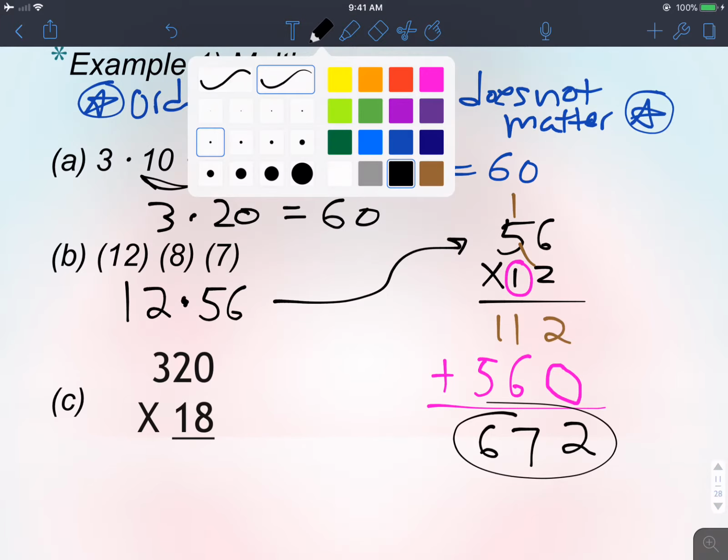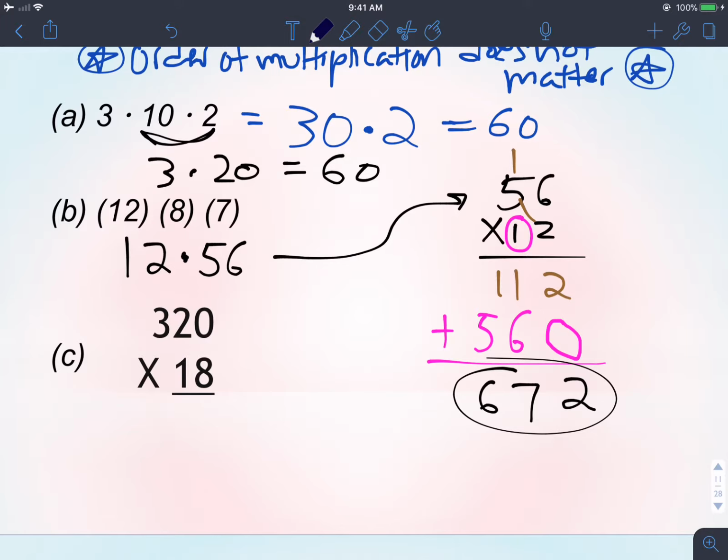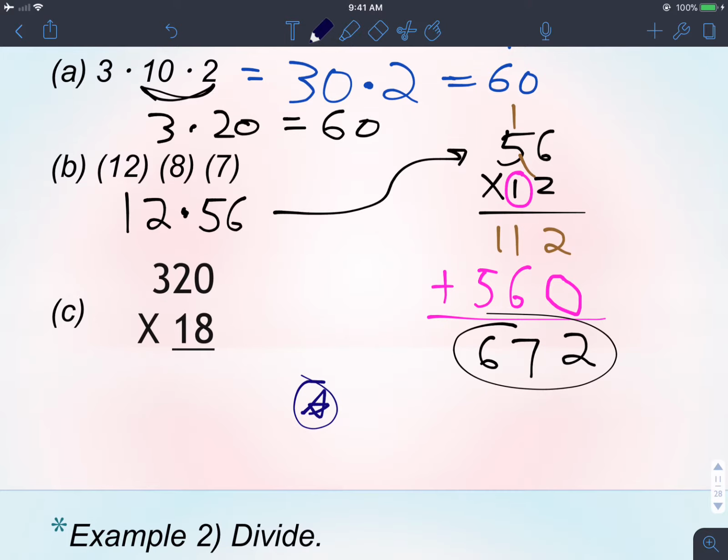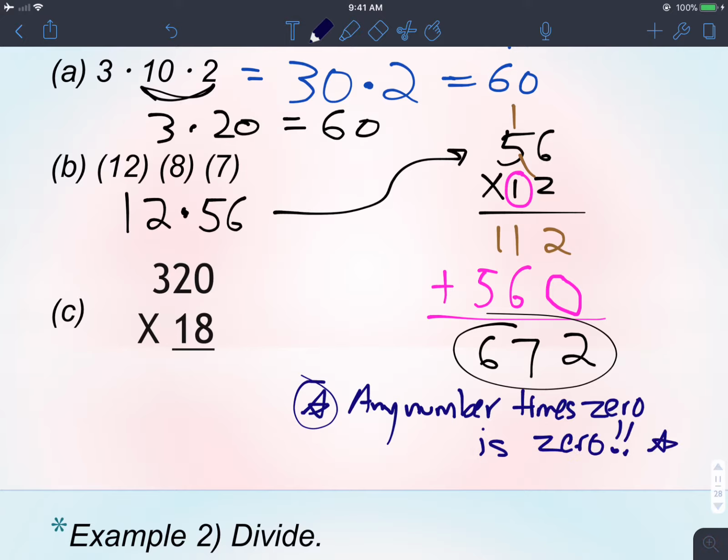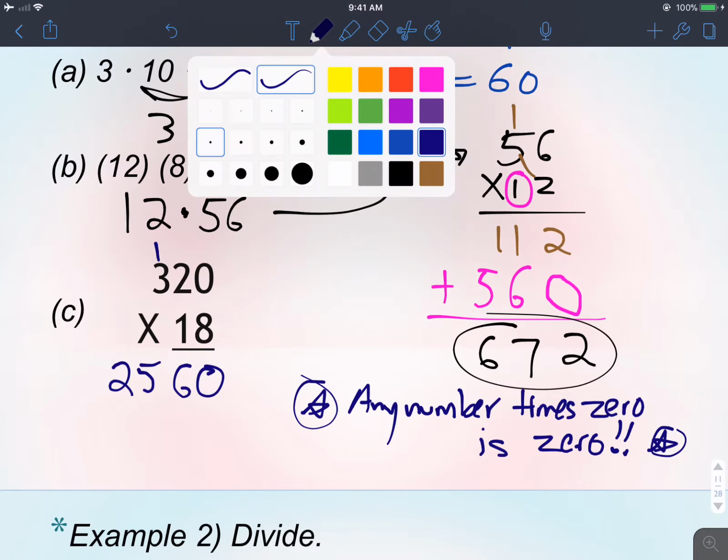I'll do one more. 0 times 8. Oh, always got to remember this. You'll see me writing down little rules. Any number times 0 is 0. Zero times 8 is 0. 8 times 2 is 16. 3 times 8 is 24. Add the 1 is 25.